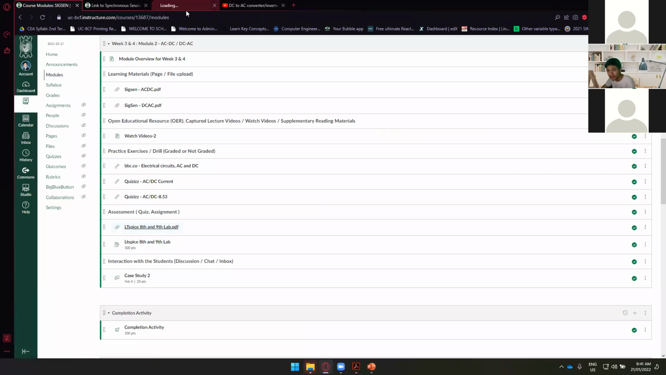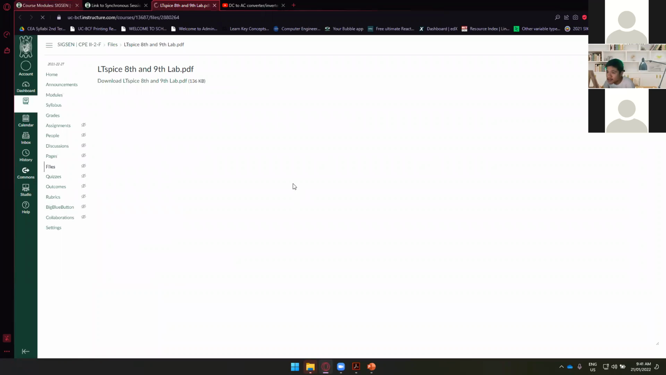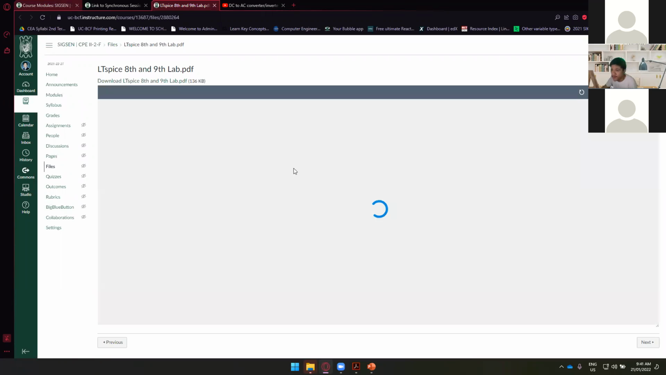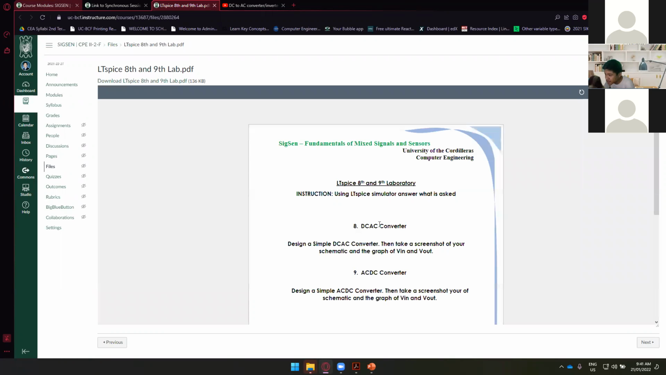Let's go back right here again. Number 8 is DC to AC. This is your main goal, and how to come up with that circuit. This is the main challenge of this laboratory, because AC to DC is like a bonus already. You already have a lot of examples on how to convert AC to DC. But still, you need to do this one for your ninth laboratory. So the only challenge is the DC to AC.